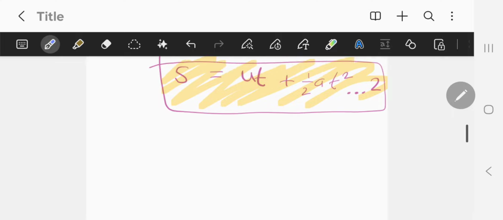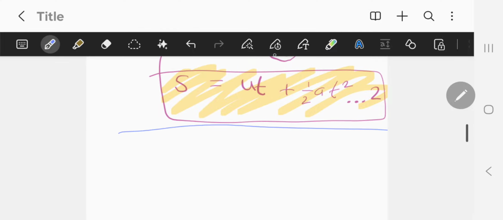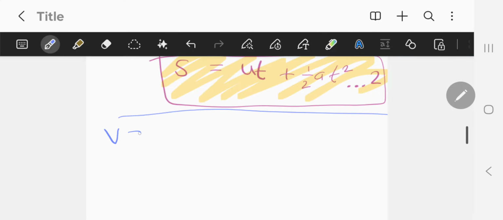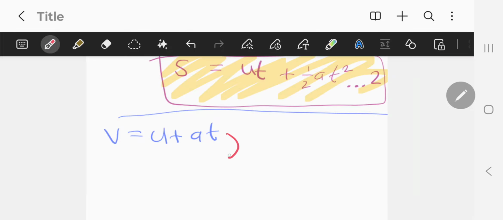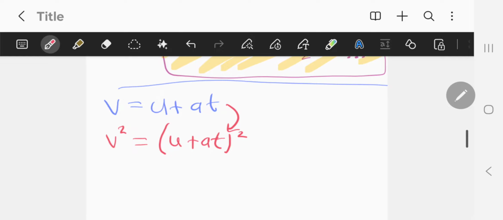Okay, let's get on to the third expression now. Let's start with v equals u plus at. Let's square both sides, because we can. Whatever you do in maths to one side of an equation, you must do to the other side. It's v squared equals, and this has to be all squared because it's one expression. Square that. Expanding the square, that's u squared plus 2uat plus a squared t squared.